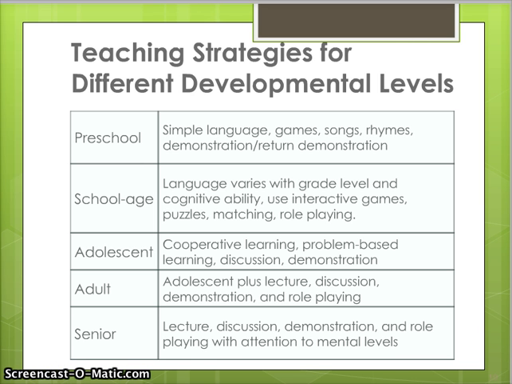Here are teaching strategies for different developmental levels. So when you're looking at age and stage, children, preschoolers need simple language and games and songs and rhymes. Adolescents need more cooperative learning and problem-based learning. And seniors like demonstration and role playing, but with attention to where their mental health is at that time.